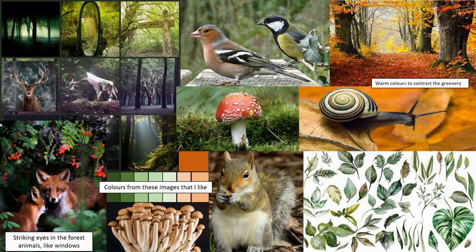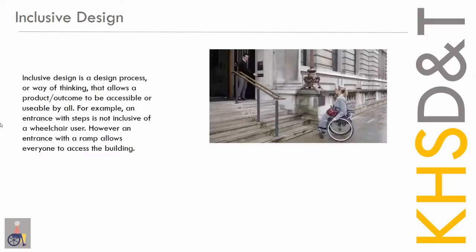Now today, before we get cracking with the design, we're going to look at something called inclusive design. Inclusive design is a design process, or more of a way of thinking, that allows a product or a situation or an outcome to be accessible or usable by all. For example, if you look at the image here, you've got this woman in a wheelchair and she's not able to access this building without help. Certainly somebody could help lift her wheelchair, but that's not particularly ideal. You want to encourage this woman's independence. She should be able to get into that building on her own.